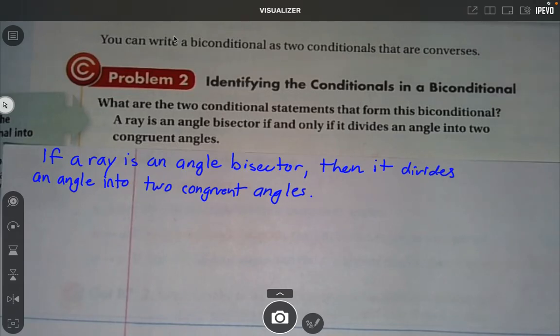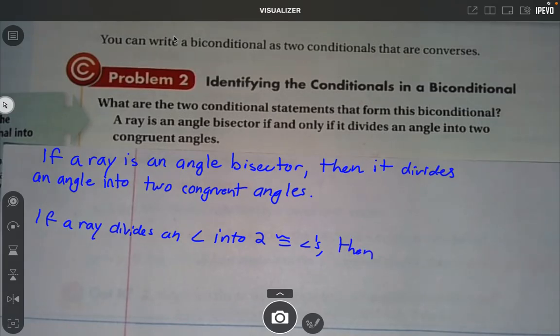Okay. Now we switch it around. This is the hard part though. If what divides an angle? If a ray divides an angle into two congruent angles, be a little bit more specific. So he's saying if a ray divides an angle into two congruent angles, then the ray is an angle bisector. Very good. Now you can use the word it if you want. Then it is an angle bisector, or then the ray is an angle bisector.